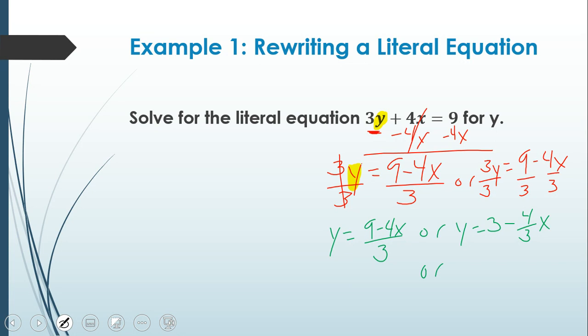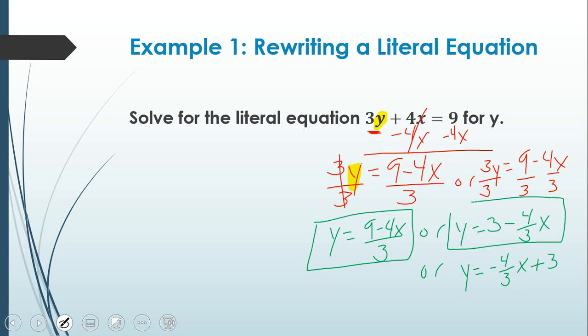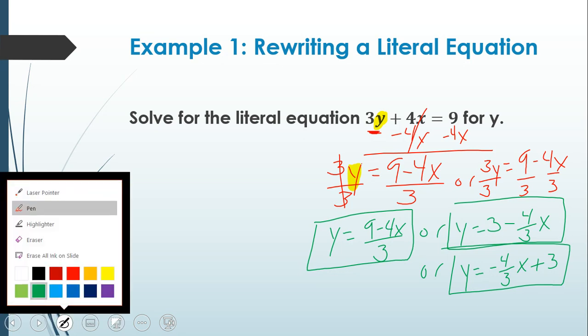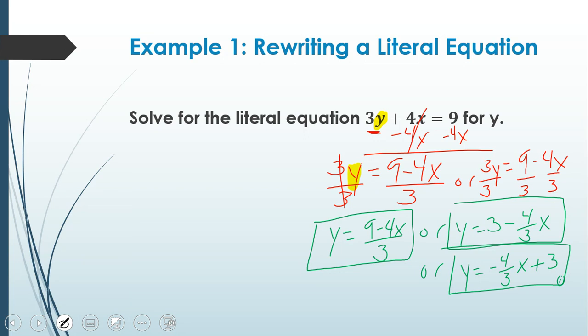If you can remember back to last year, slope-intercept form, y equals mx plus b, you might say that the best way to write it is y equals negative 4/3 x plus 3. So we have 3 different ways we can write it. They're all equivalent. I'm going to box all of them in. Any of these ways are acceptable. I would say this way right here is the best way, followed by this, and then this. But it doesn't matter, they all work.